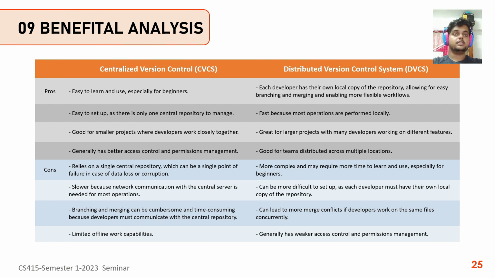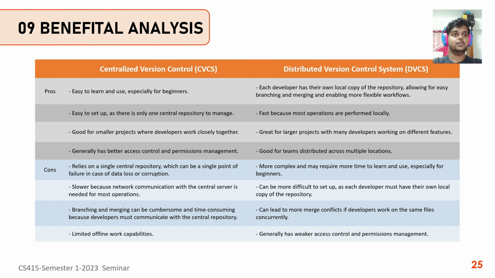Some of the cons of a centralized version control system: it relies on a single central repository, which can be a single point of failure in case of data loss or corruption. It is slower because network communication with the central server is needed for most operations. Branching and merging can be cumbersome and time consuming because developers must communicate with the central repository, and it has limited offline capabilities.